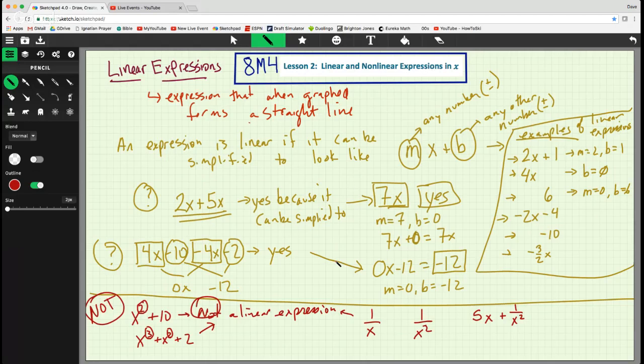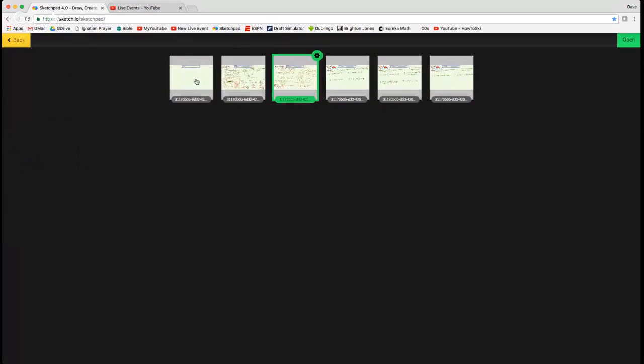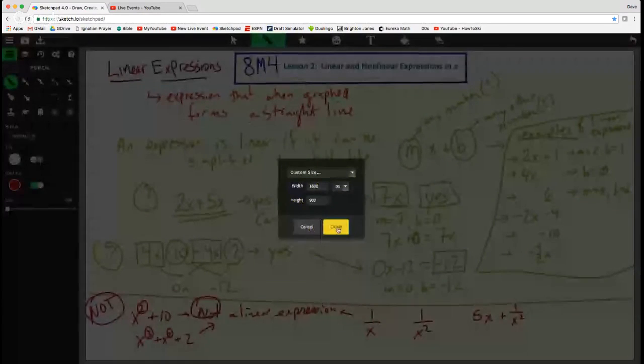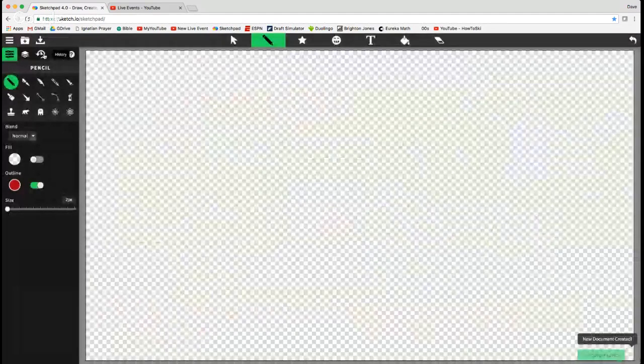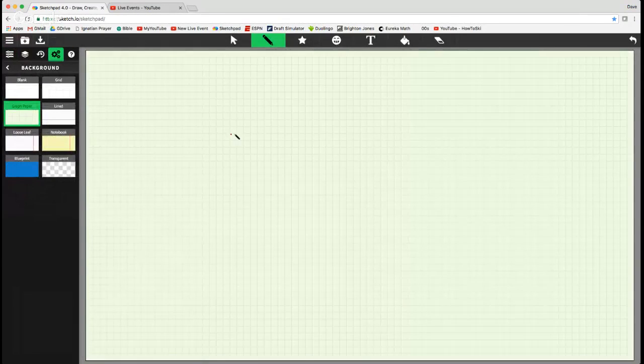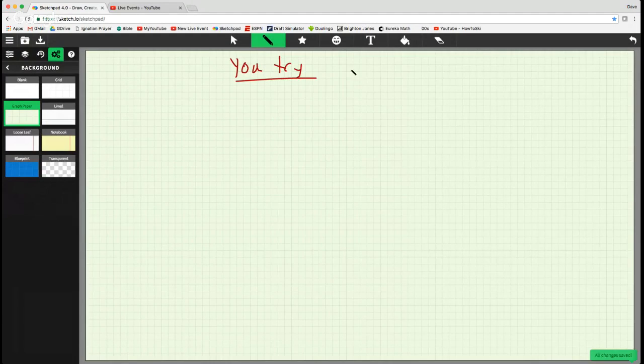but it's true. So let's create a new window here, and let me give you like 10 examples, and let's see if we can make heads or tails of whether they are. This is a try, and the question is: are they linear? Can you make them look like some number times x plus b?